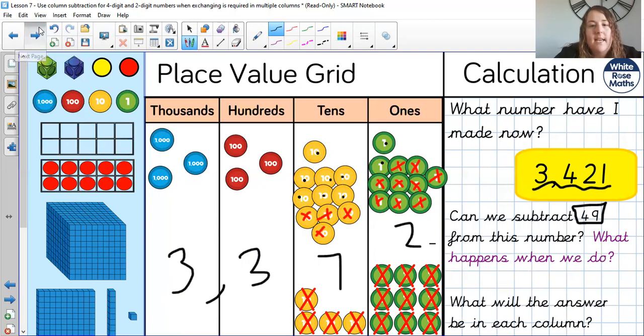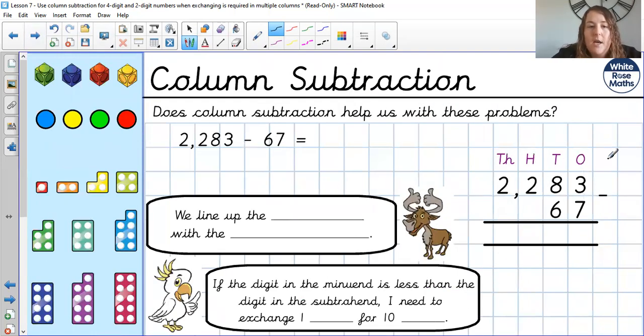Okay, let's see what this looks like in our formal method then. So this time we've got 2,283 and we're subtracting 67. So again, my column here, we line up with the something.